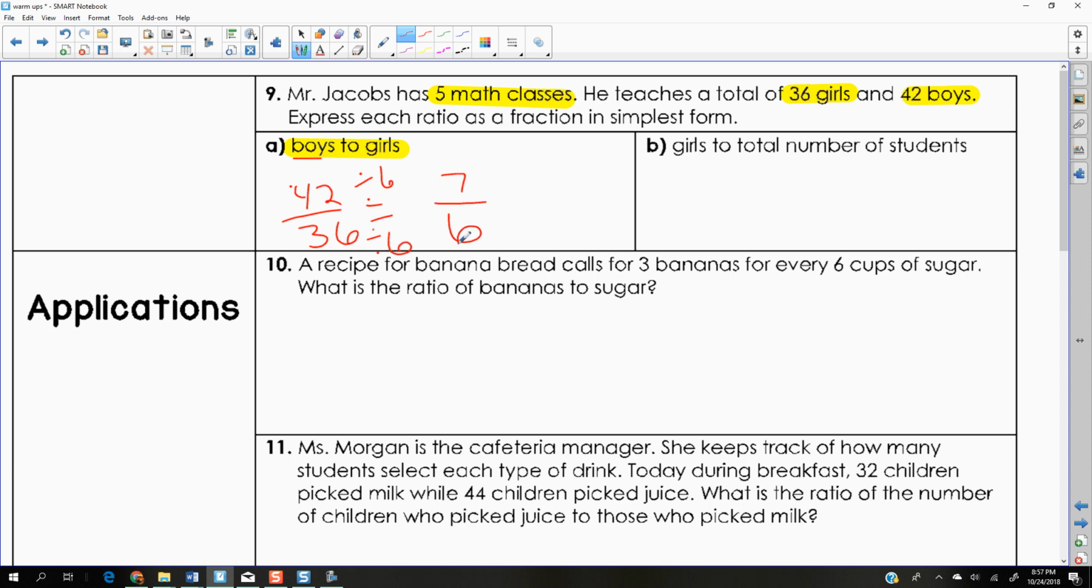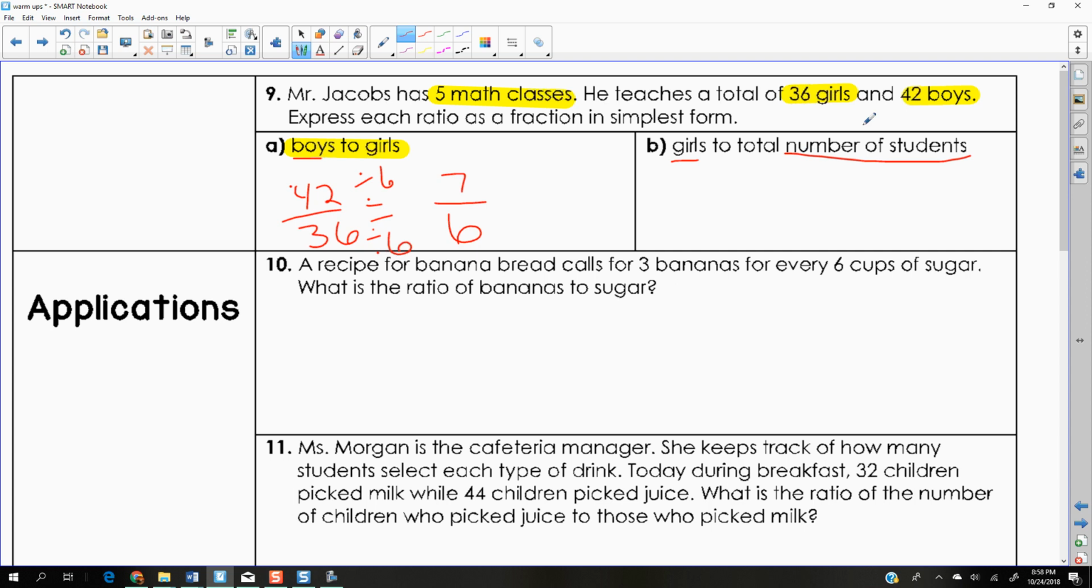Now, yes, it is an improper fraction, but that's fine because we're not really thinking about these as fractions. We're thinking about these as ratios. So the ratio of boys to girls is 7 boys to 6 girls, which is almost equal. Okay. All right, so now we have girls to the total number of students.